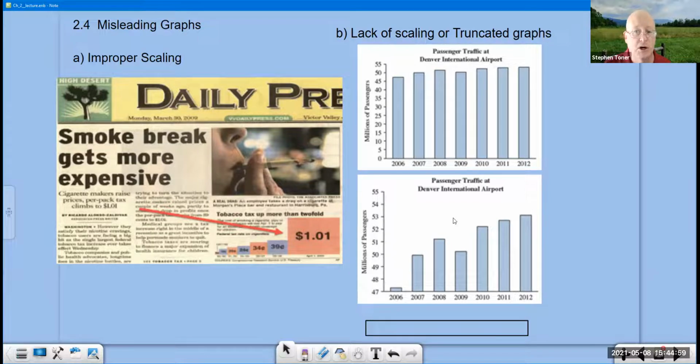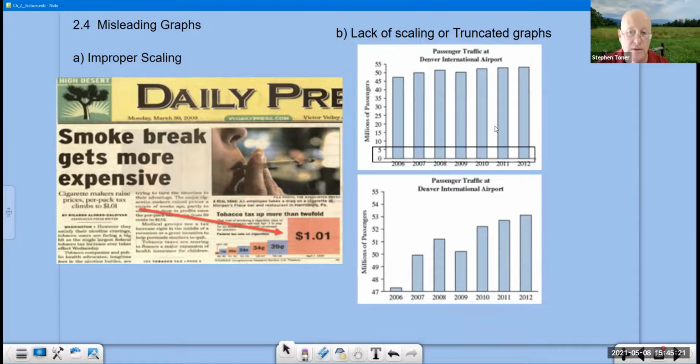Now, lack of scaling or truncated graphs is another category. Both of these two charts dealing with passenger traffic at the Denver airport purport the same information. The top graph looks like a general slight increase over time, and the next one looks like, wow, the airport really is gaining a lot more traffic. But I want to call something to your attention. If you look at the scaling, the bottom scale starts at 47.